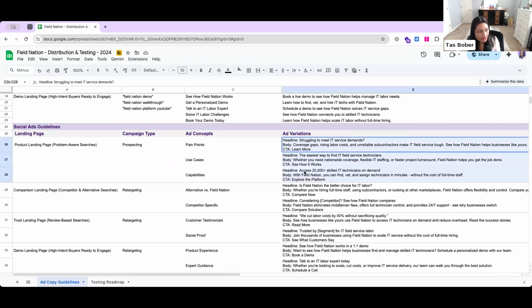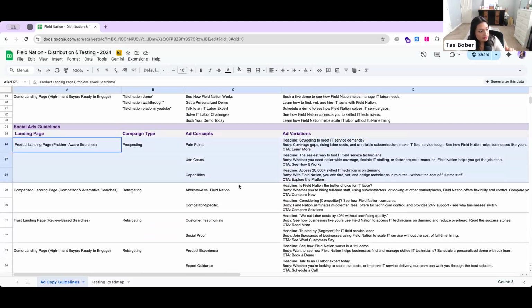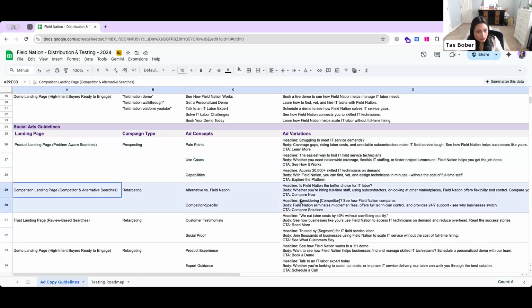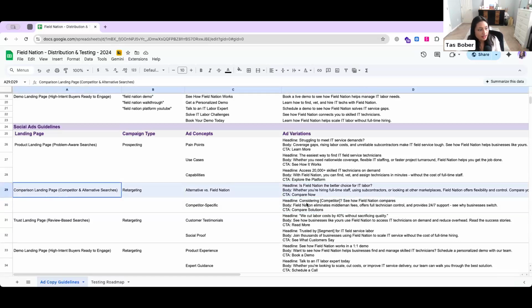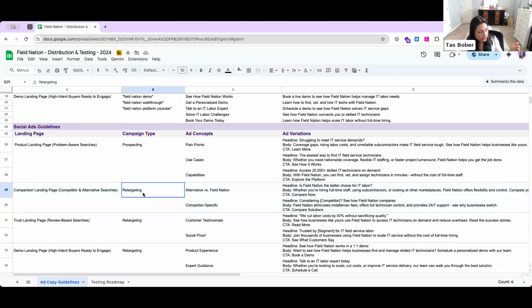You can run ad variations around specific use cases, specific capabilities, or specific pain points. Now they've seen this. Maybe you retarget them with, hey, what are some alternatives? What are competitor-specific ones? What is us versus the status quo? Is Field Nation a better choice for IT labor? What is this competitor versus us? Again, it's all comparison based. You can retarget them with that.